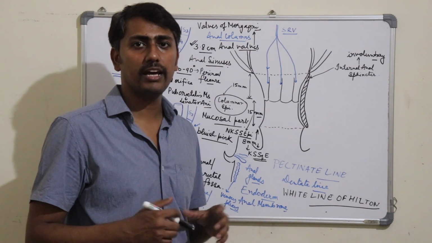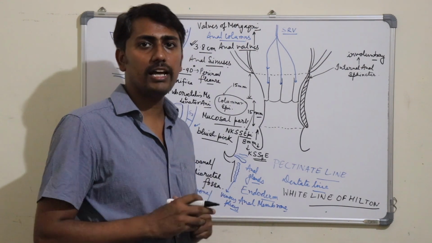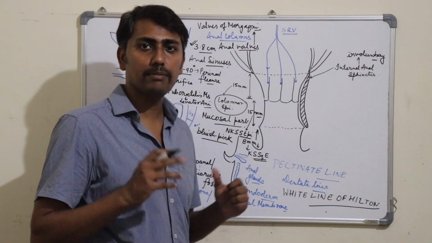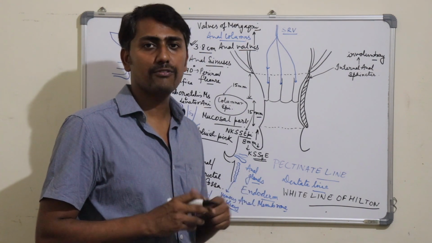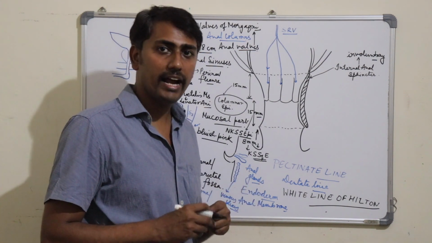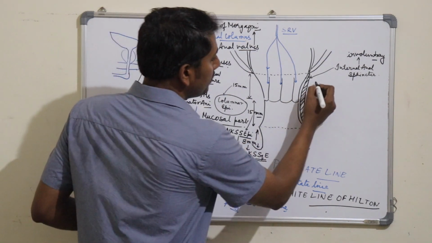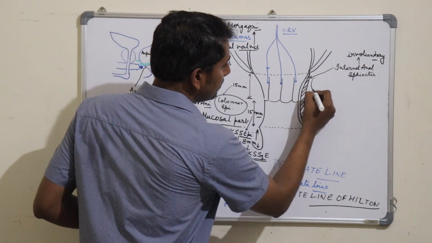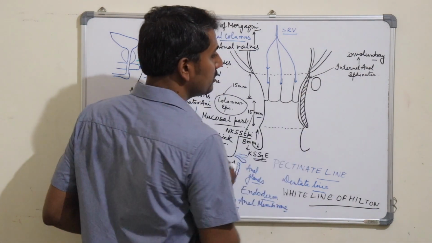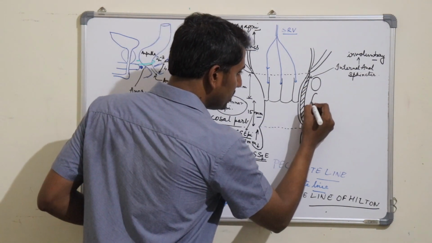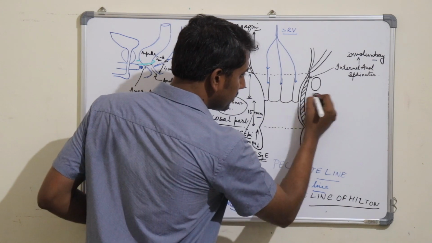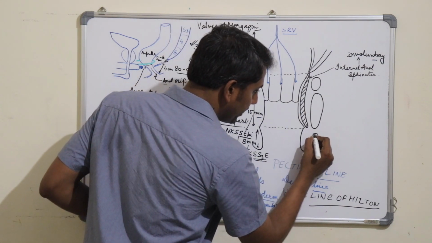Now the external anal sphincter. The external anal sphincter is made up of skeletal muscle, therefore it is voluntary in nature and consists of three parts: a deep part, a superficial part and a subcutaneous part.